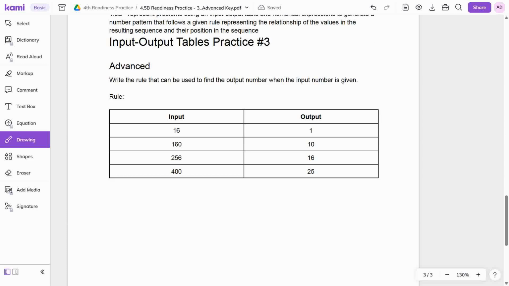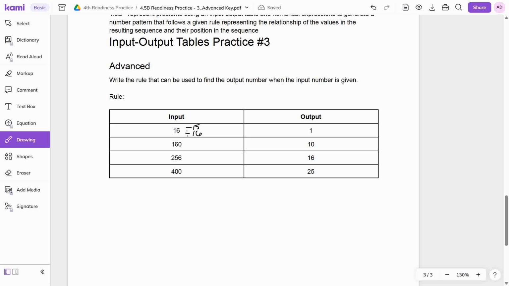Now our third problem, we need to write the rule, and that's it. We've got a full input table, a full output table, but it's a tricky rule. I'm getting smaller again, so I've got two options. I can either subtract, 16 minus 15 equals 1, or I guess I could divide. 16 divided by itself makes 1. Anything divided by itself makes 1, right?